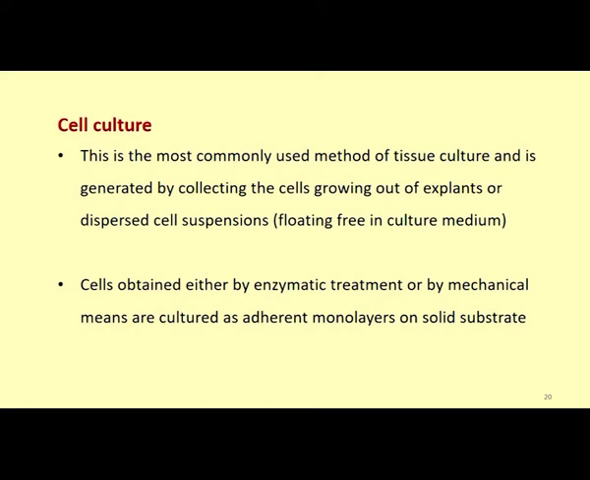So for altered growth pattern and morphology, all that can be studied using this type of culture. Cell culture. This is the most commonly used method of tissue culture, and this is generated by collecting the cells growing out of the explant or from the dispersed cell suspensions, that is, cells floating free in the culture medium. So cells are obtained either by enzymatic treatment or by mechanical means, and they are cultured as adherent monolayers on a solid substrate.